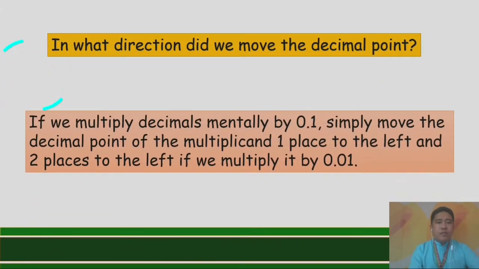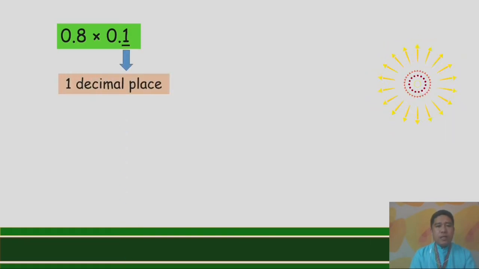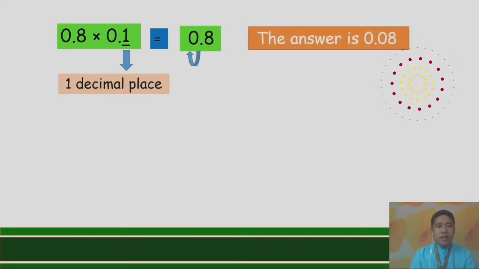If we multiply decimals mentally by 1/10, simply move the decimal point of the multiplicand 1 place to the left and 2 places to the left if we multiply it by 100ths. Let us see in our example. 8/10 times 1/10. We have 1 decimal place in our multiplier. 8/10 is our multiplicand. We are going to move the decimal point of our multiplicand 1 place to the left to give the answer of 800ths. So again, you will move the decimal point of the multiplicand 1 place to the left.